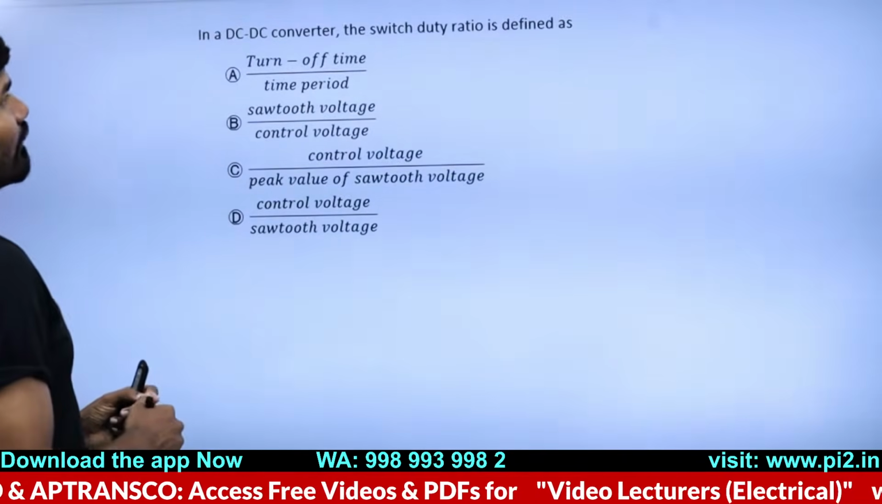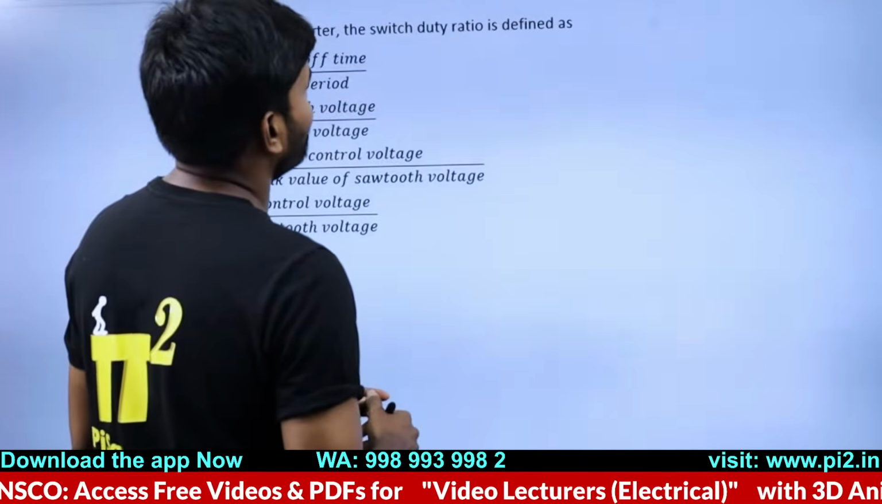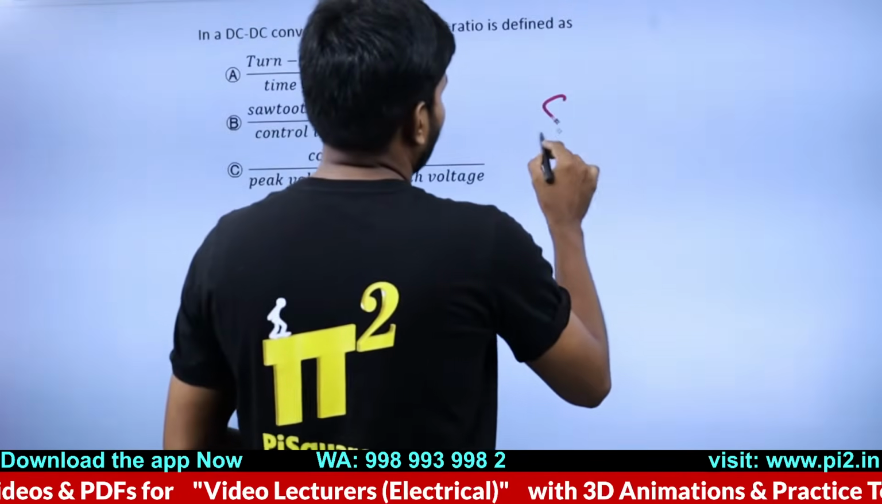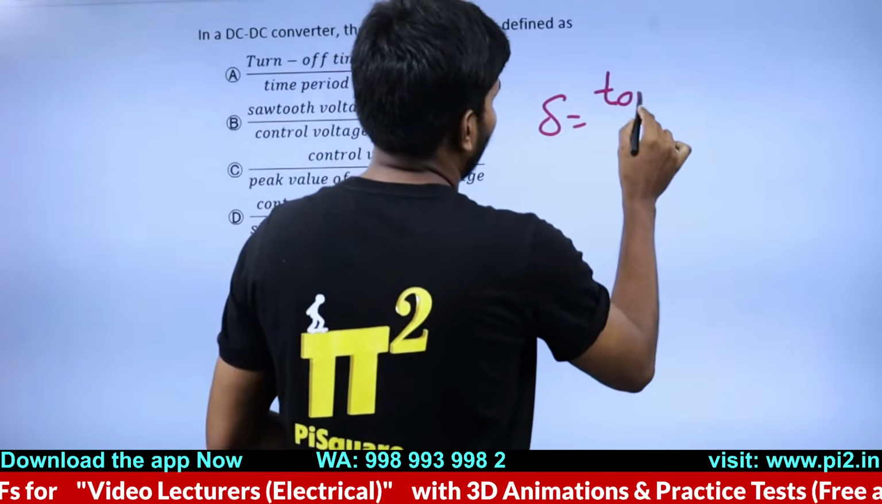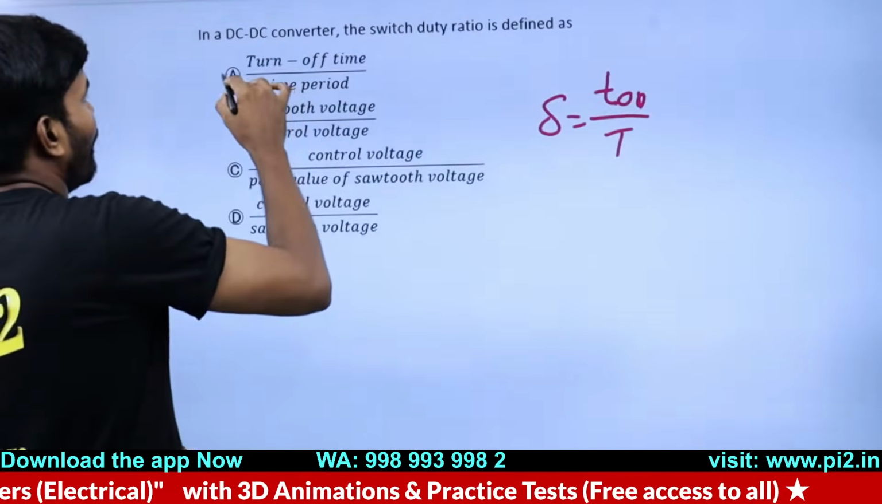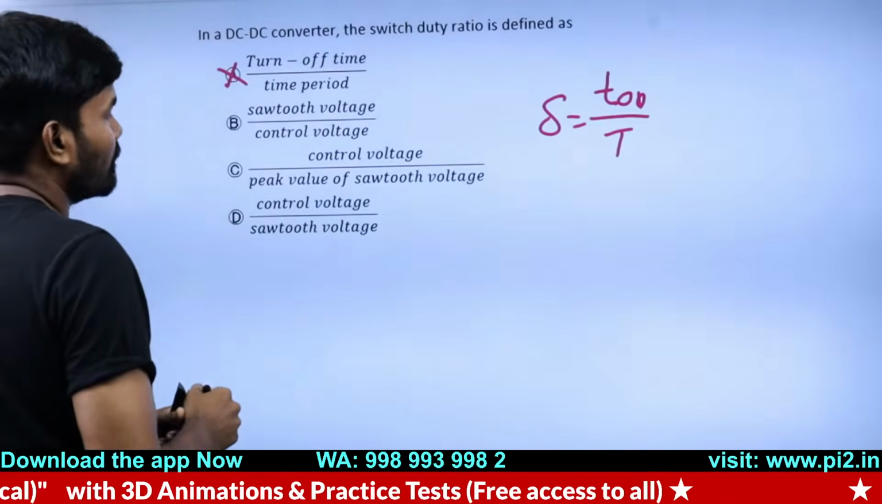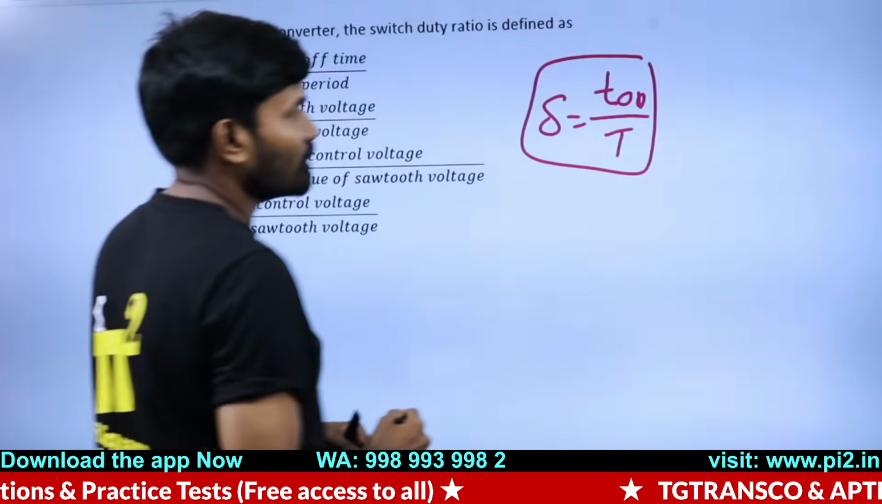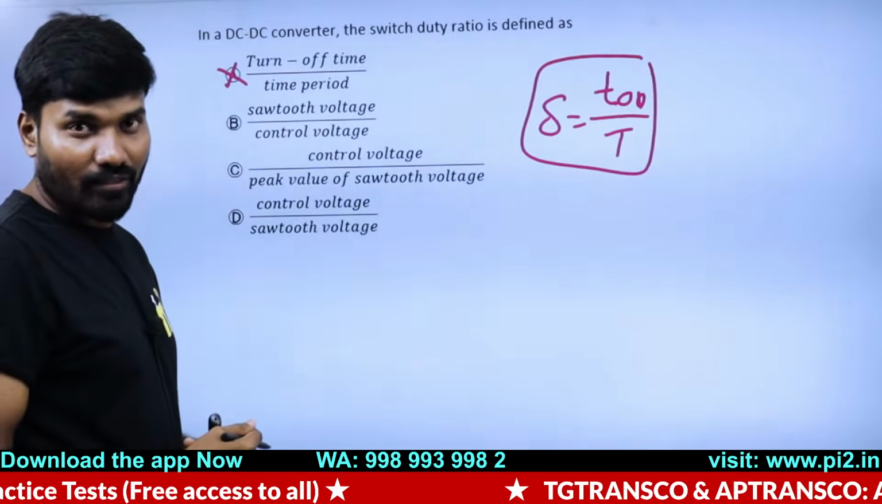In a DC to DC converter, the switch duty ratio is defined as, just now I said, switch duty ratio is T on by capital T. But no, this is wrong, and all other things are not in this terminology. Now you'll get confused again.